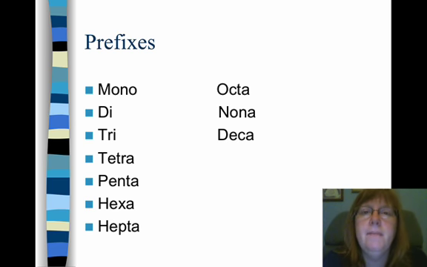They may be familiar to you, but you're going to have to learn these. Mono is the prefix for 1, di for 2, tri for 3, tetra for 4, penta for 5, think of a pentagon, hexa 6, hepta 7, octa 8, nona 9, and deca 10. So these prefixes are going to help us tell how many atoms there are.